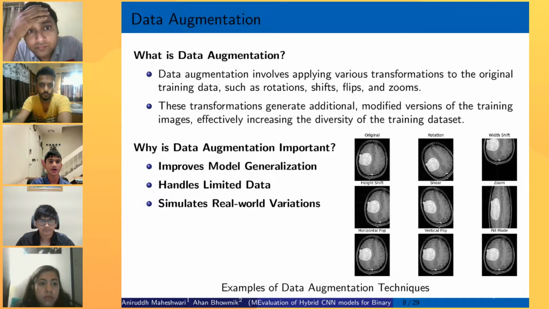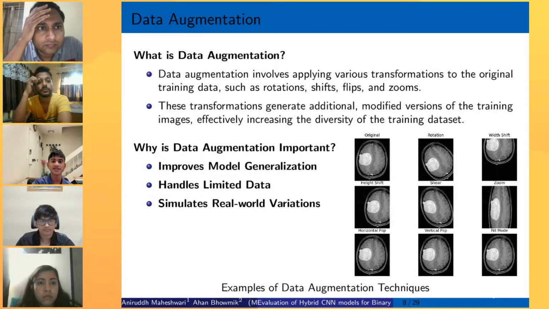Finally, we did data augmentation. Data augmentation involves applying many transformations to the original image to firstly increase the diversity of the training dataset and to simulate real world variations.